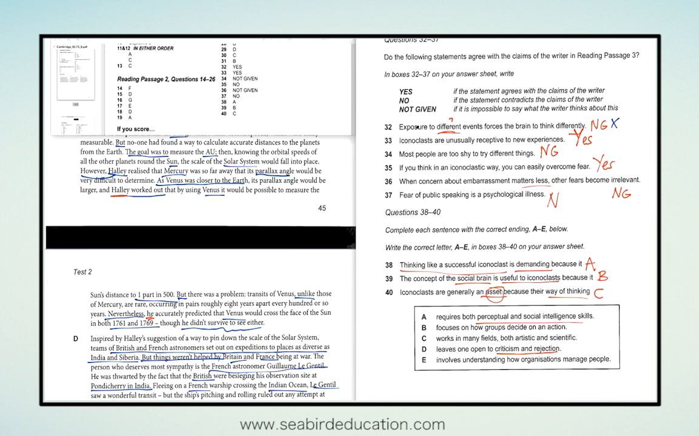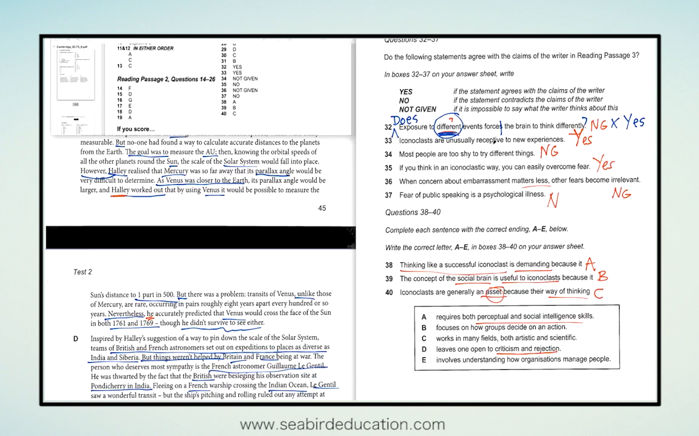It's very embarrassing. Okay, so again, does exposure to different events force the brain to think differently? Apparently the answer is yes. Now remember, I didn't like this word different. I don't know if they're referring to something else, if you can leave a comment as to what they mean by number 32, because I understand if it's new events or events that you've never experienced before, then I would have put yes, but I had a problem with this word. So if you can find what they're referring to and the answer is clearly yes, I'll be happier, but I'm not exactly convinced that this is a well-worded question.